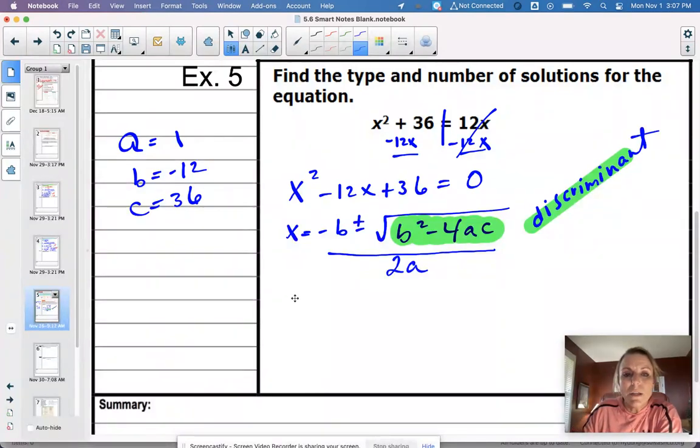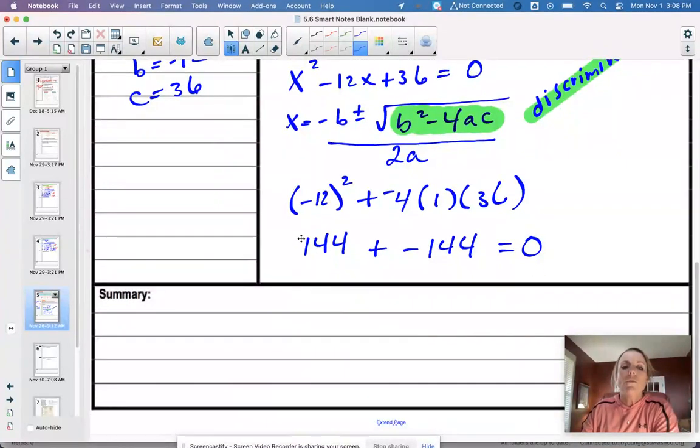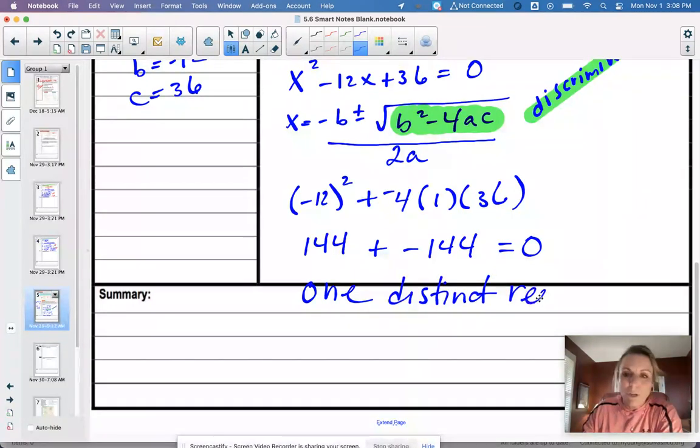All right, so let's do it. So we have b squared minus 4ac. Again, I'm going to do plus a negative. So that's 144 plus, we have a negative 4 times 1 times 36 is a negative 144. That is equal to 0. So therefore, we have one distinct real solution.